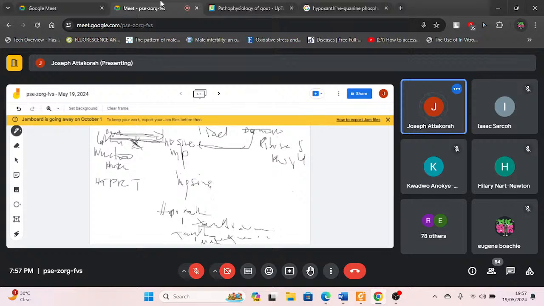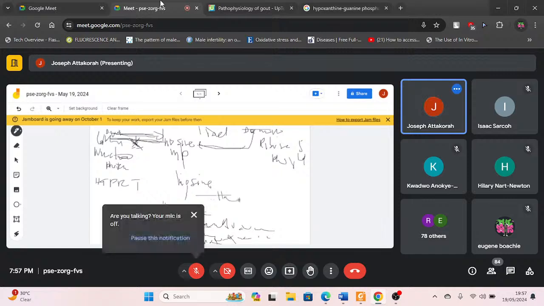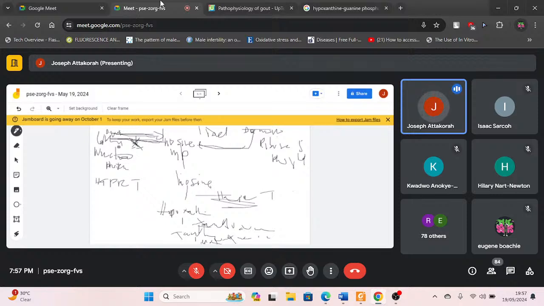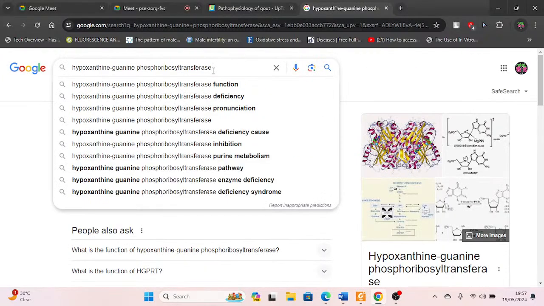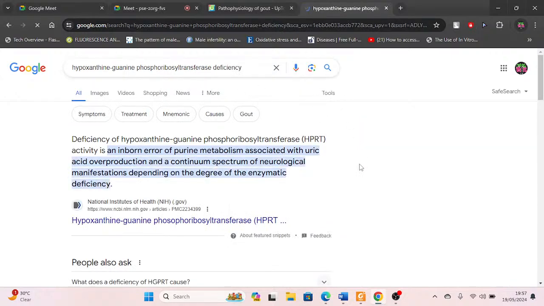This same enzyme, the HGPRT, same enzyme is responsible for this inosine to hypoxanthine, and this enzyme, the same enzyme, is responsible for that. Therefore, if you lack this enzyme, I'll be asking you, which syndrome will it produce when you lack this enzyme? There's a syndrome, and I will ask you the name.